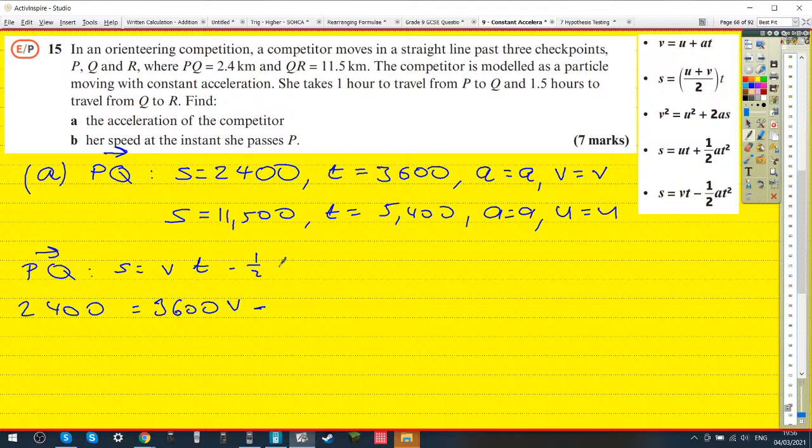Minus a half A. Minus a half times 3,600 squared A. Would that be 1,800 squared? No. Square first, half second. Rely on the calculator.